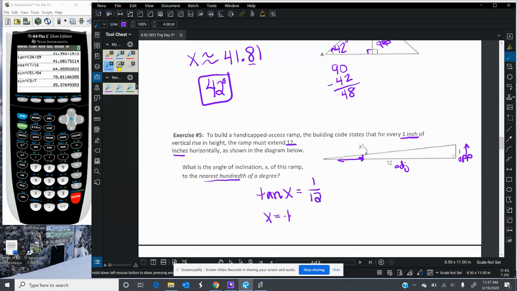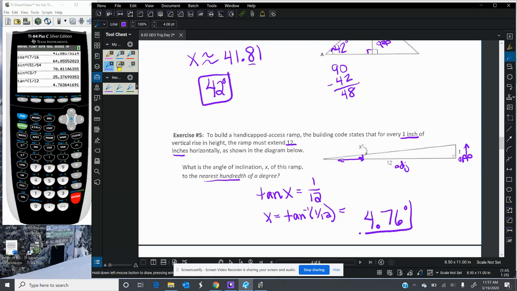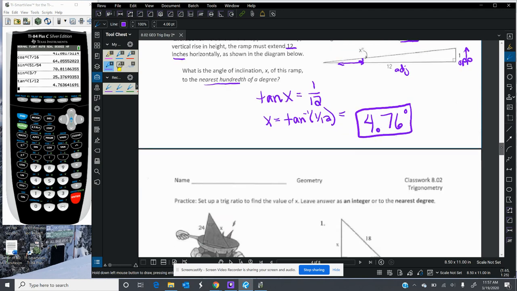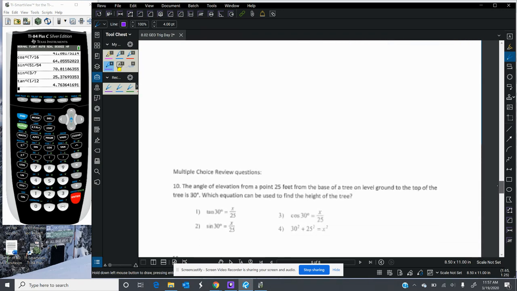So X equals tan to the negative 1 of 1 divided by 12, which is approximately 4.76 degrees. So those are the notes for today. Went relatively quick. Now, make sure you understand your homework tonight.